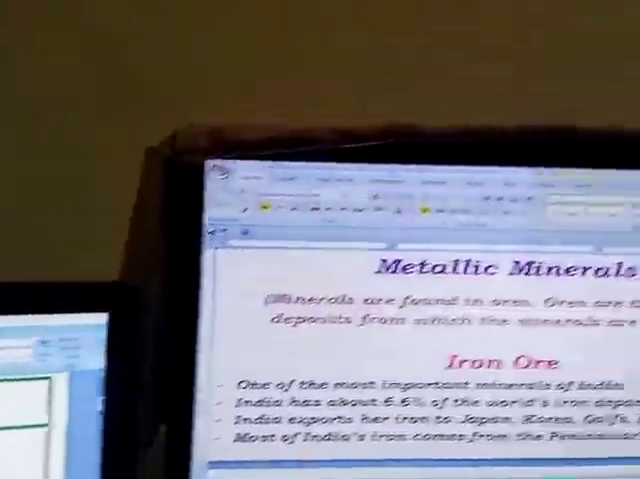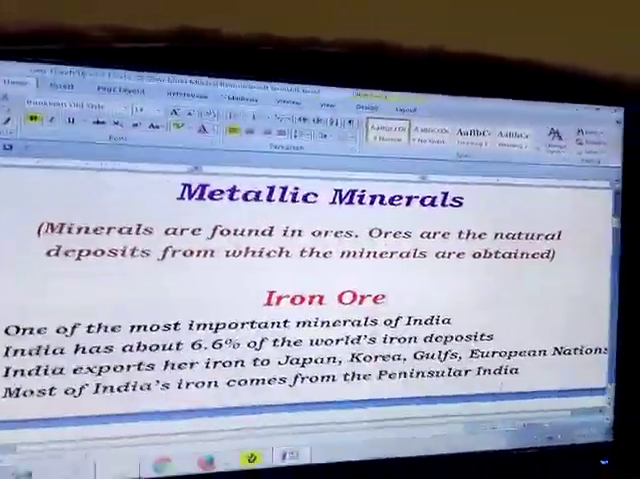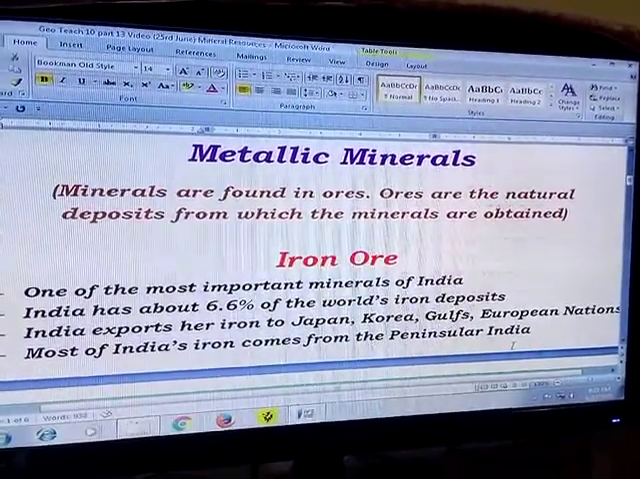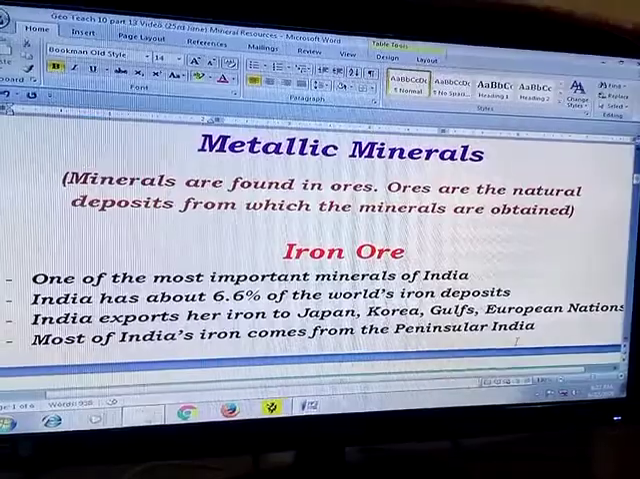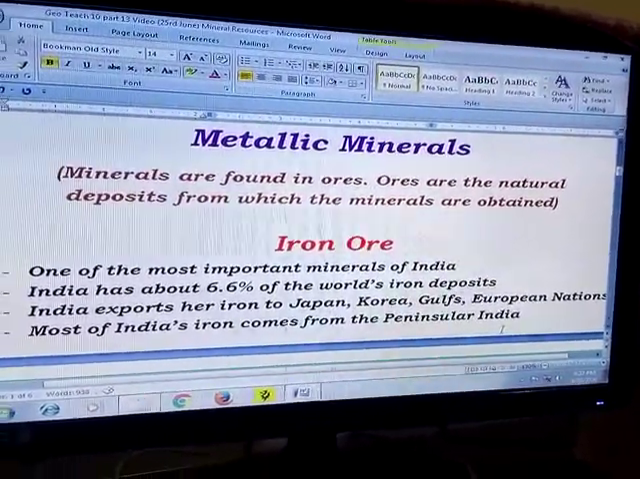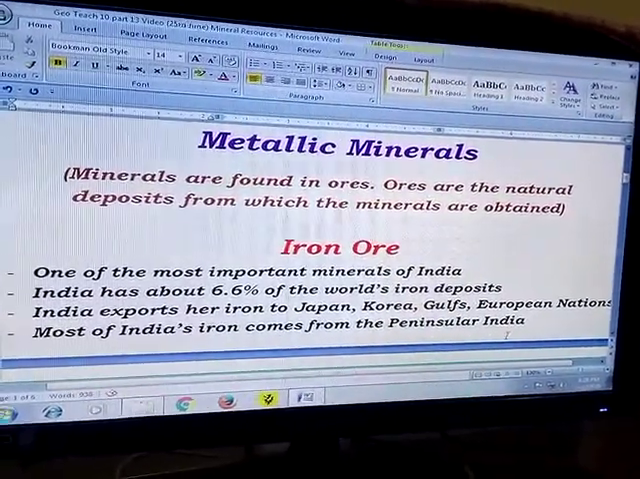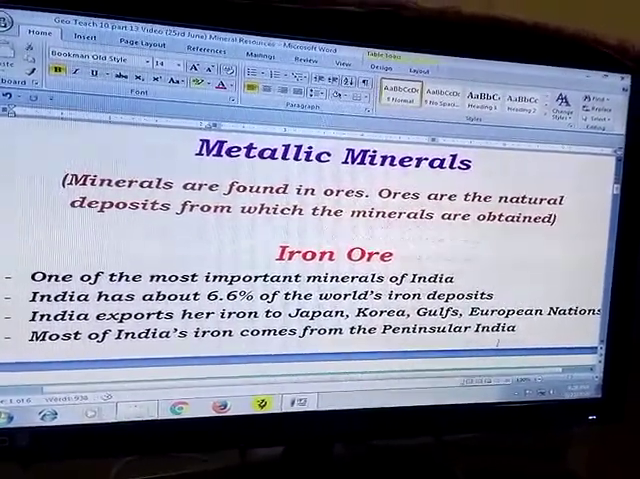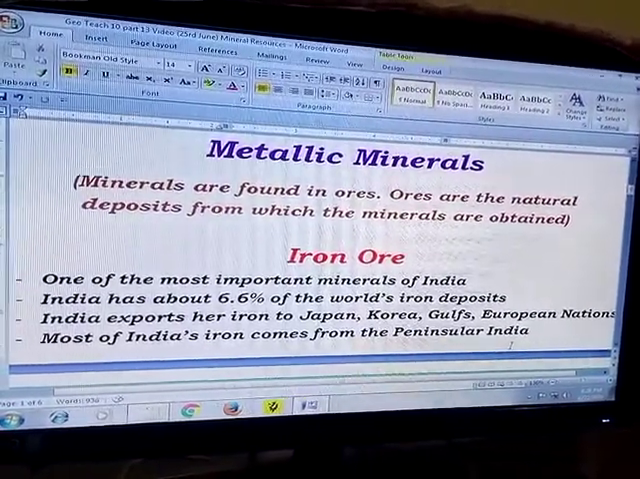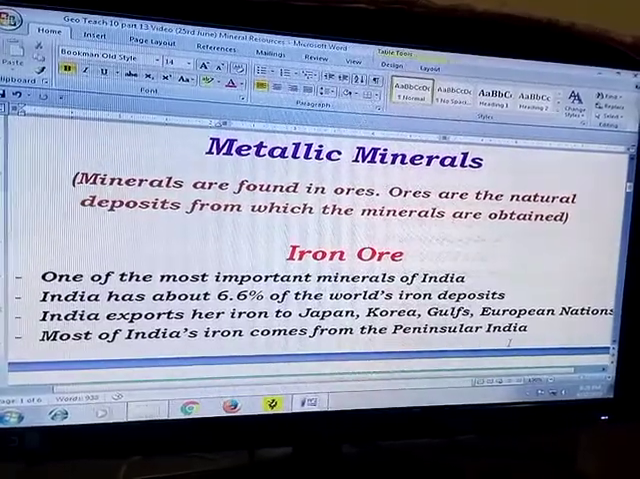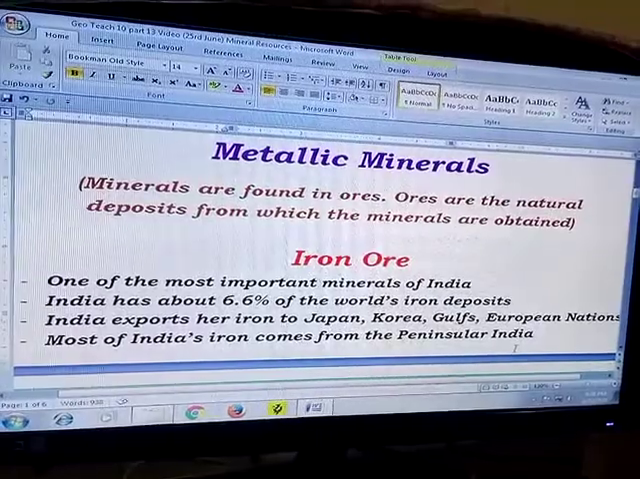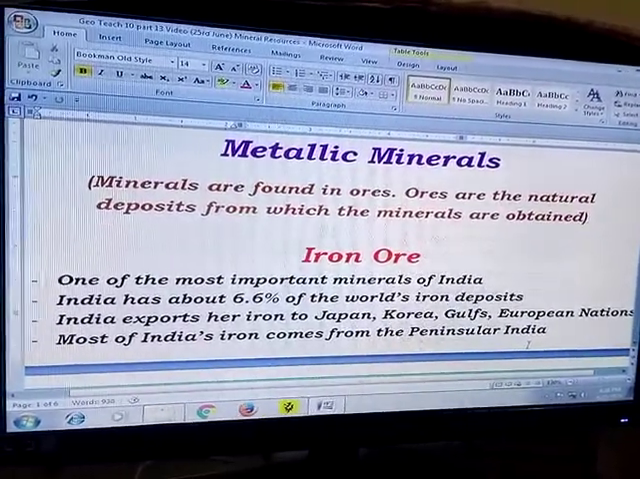Now let us introduce the metallic minerals. Normally the minerals are found in ores. You may not get the mineral in just one lump in one particular area. So they are in ores, and these ores in the industry or in the factory need to go through various processes. As a result, we get the particular metal. Ores are natural deposits from which the minerals are obtained.